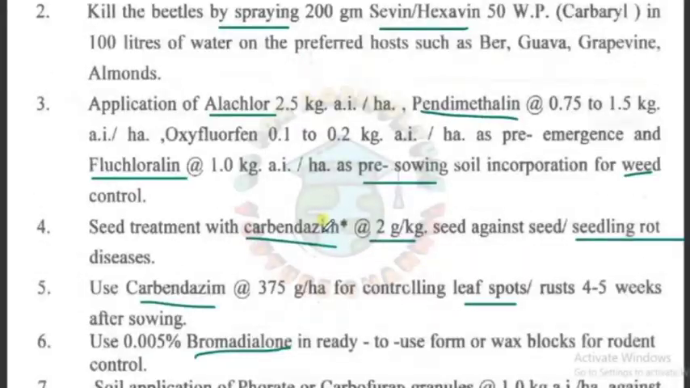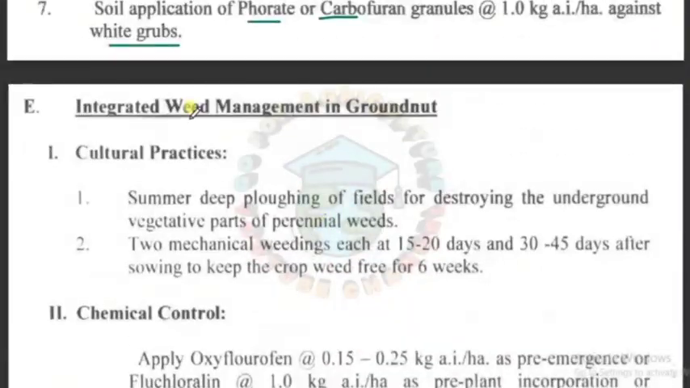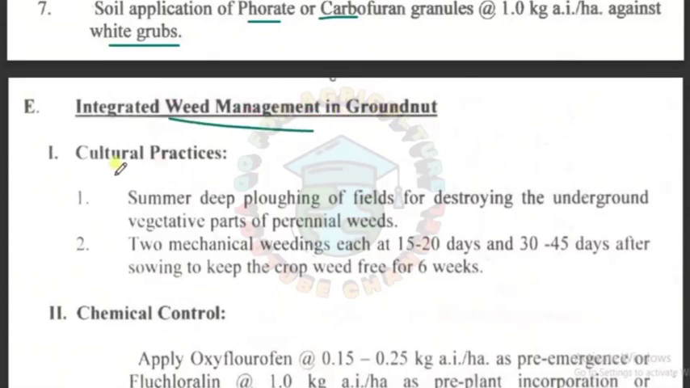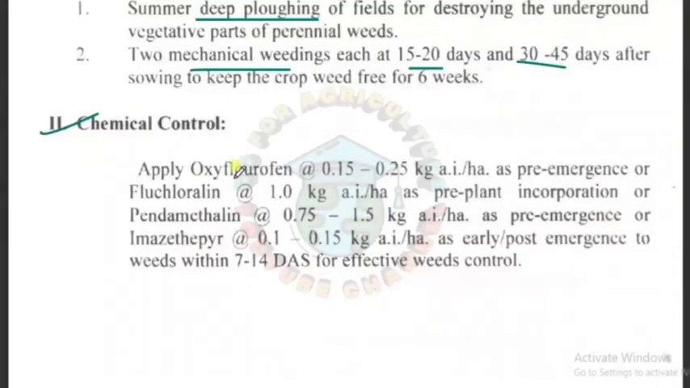सो ये हो गया हमारा पेस्ट कंट्रोल, ठीक है. सो नेक्स्ट वी विल सी the weed control, integrated weed management in groundnuts. So ये weed management basically we can do with cultural and chemical only. So cultural का मतलब deep ploughing to remove the weeds, destroy the weeds, and mechanical weeding, और आप hand weeding भी कर सकते हो at 15 to 20 days and 30 to 45 days interval.